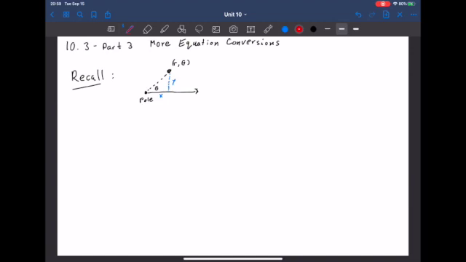We have ones that are more useful if you start knowing the x and y values, like r squared equals x squared plus y squared, and the tangent of theta equals y over x. Those are useful if you know x and y values. You can get r, you can get theta. But we also have the ones that are more useful if you already know r and theta, like x equals r cosine theta and y equals r sine theta.